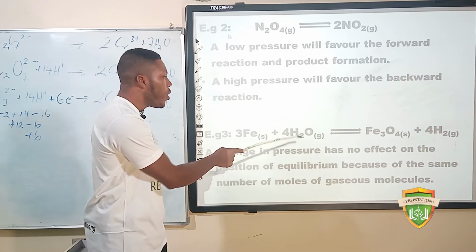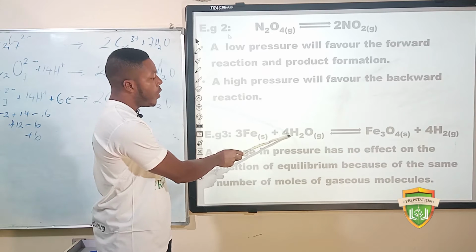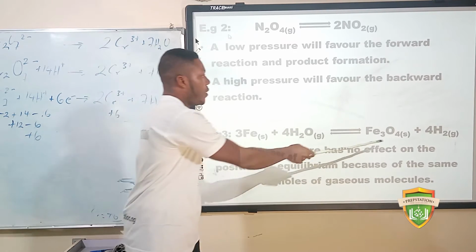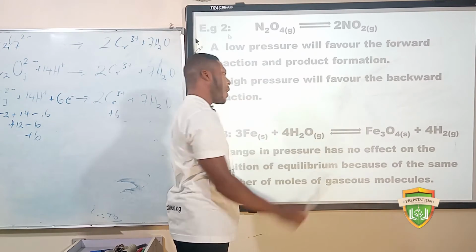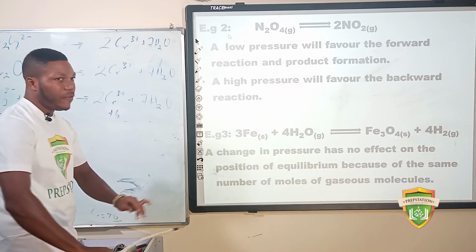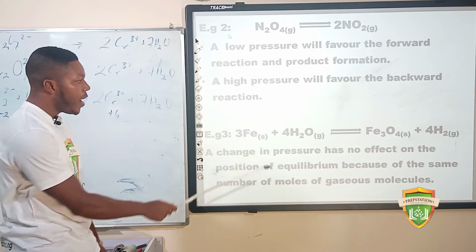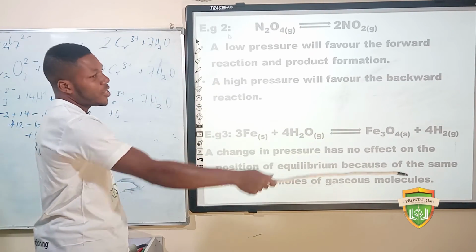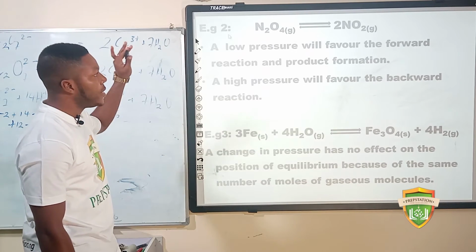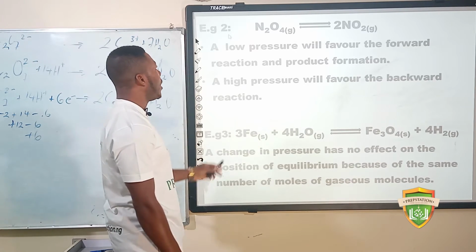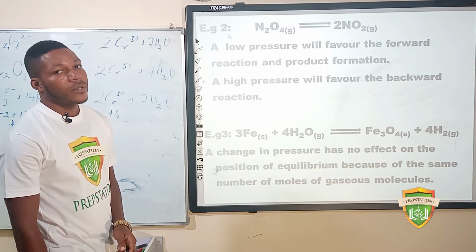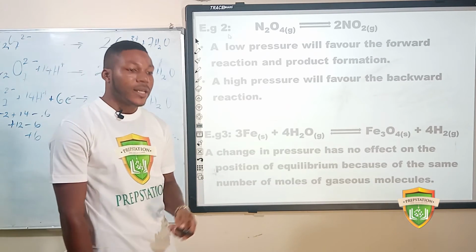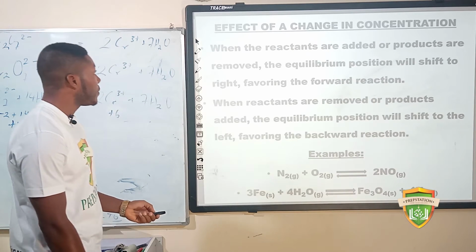So we have an equal number of moles. 4 water, this is steam, and 4 moles of hydrogen gas. In this reaction, there is no effect of pressure because we have an equal number of volumes of the gaseous substances. So these are the 3 major conditions that determine the shifts or the effects of pressure in an equilibrium system.